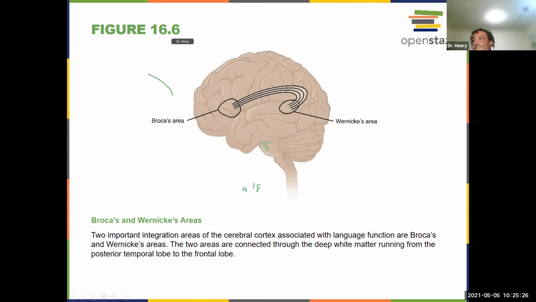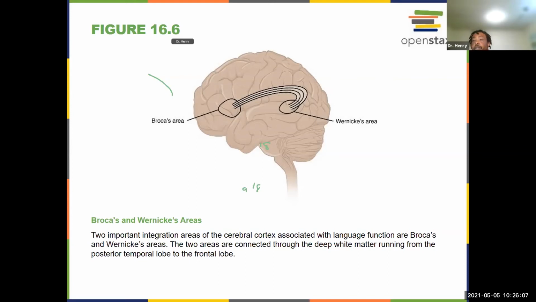And then we have the Wernicke area, and that's basically the understanding of speech. So Broca is responsible for the production, and the Wernicke is responsible for the understanding, or the receptive aspect of speech.